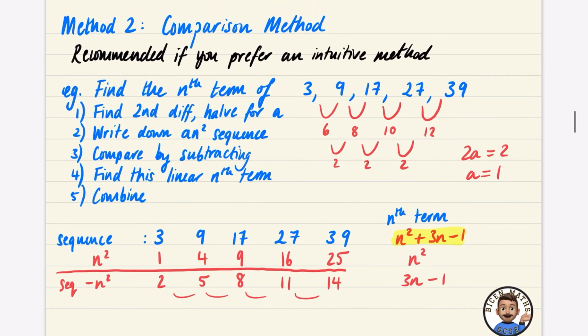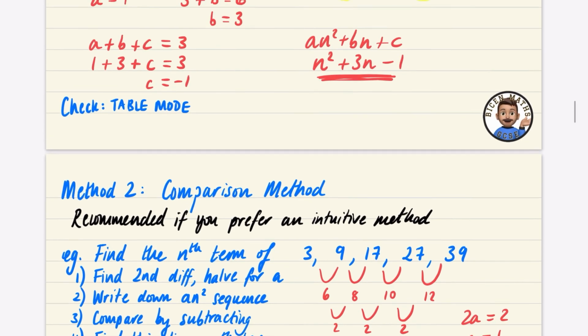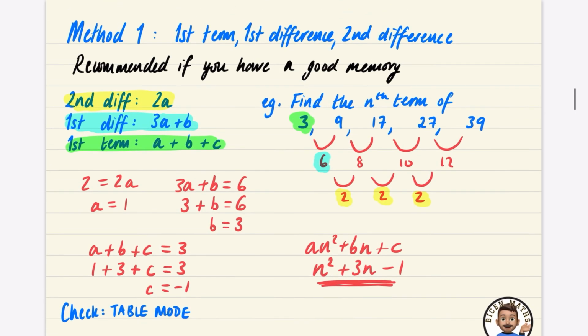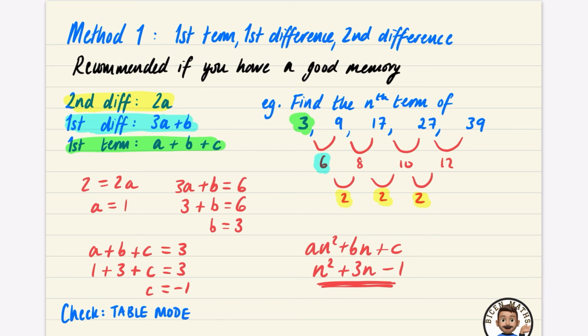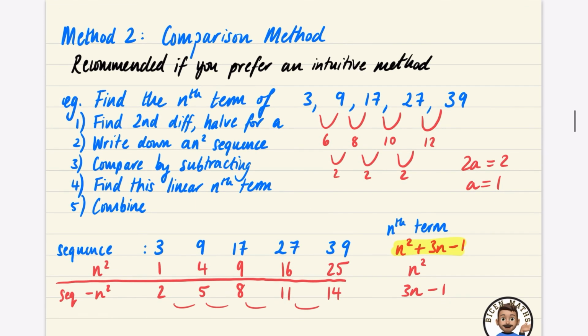So I'm going to do a couple more examples, but to break this up, I'm going to do these next two examples on a separate video. So we've either got method 1, which is the first term, first difference, second difference, or this comparison method, and you'll be able to see a couple more examples in the next video.